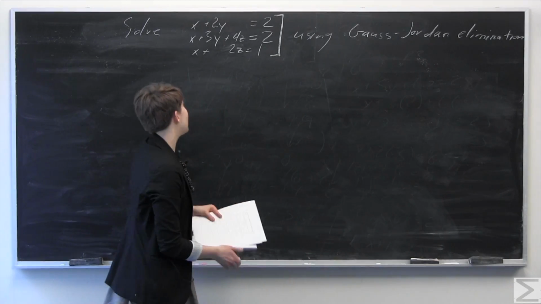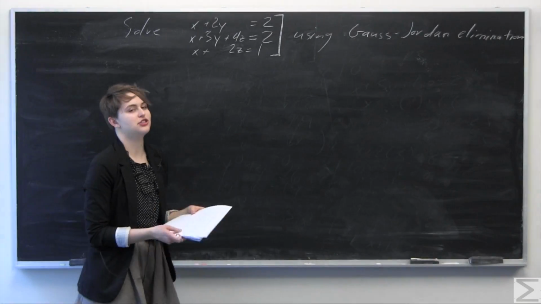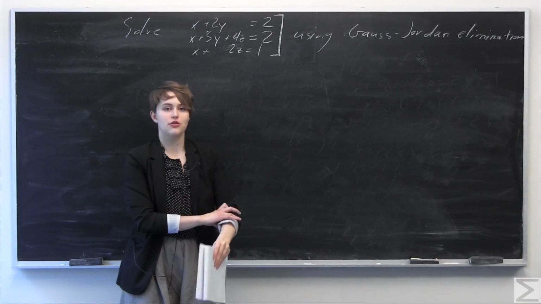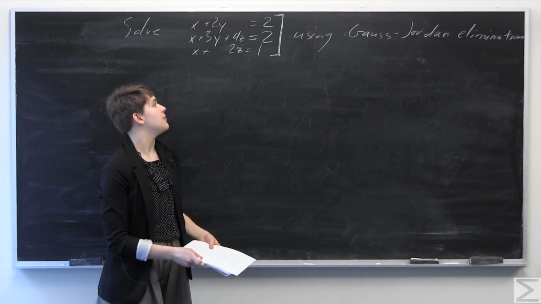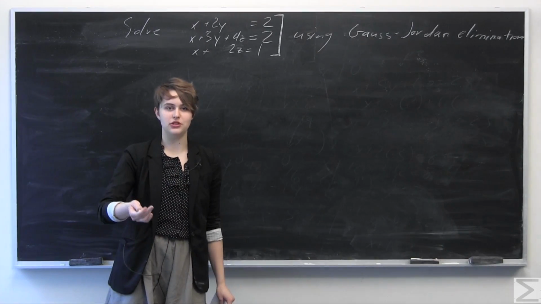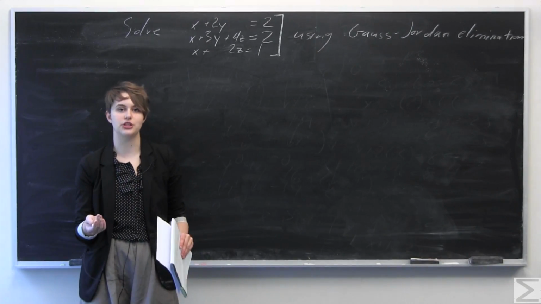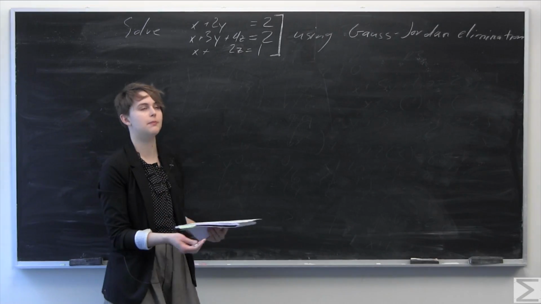So this particular problem asks you to solve the following system of equations using Gauss-Jordan elimination. The way that we're going to do that is we're going to set up an augmented coefficient matrix, and then we're going to use elementary row operations to put it in reduced row echelon form.